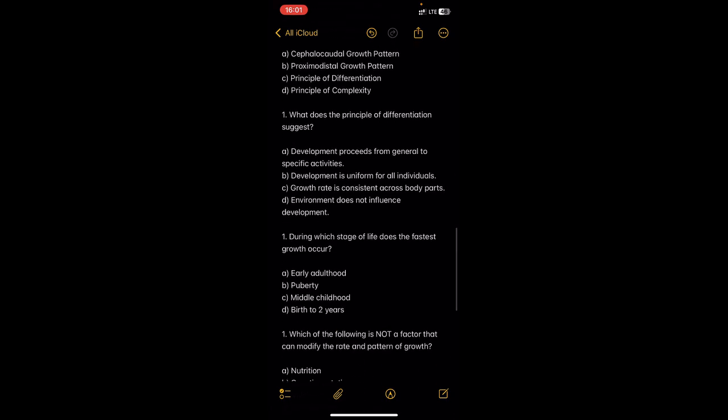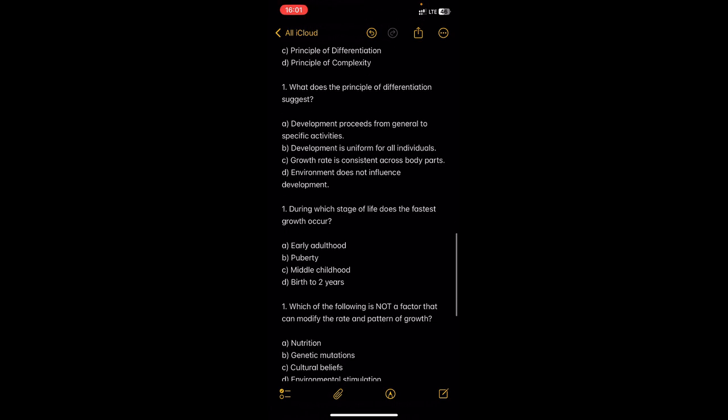During which stage of life does the fastest growth occur? Now this is, I'll say, an inferential question. So you're going to use what you know to get this answer, because it was not in the book. Now from the book, I told you that there are 4 stages of slow growth and fast growth, I mean, they have 2 each. So now, during which stage of life does the fastest growth occur? Is it early adulthood? Is it puberty? Is it middle childhood? Or is it birth to 2 years?